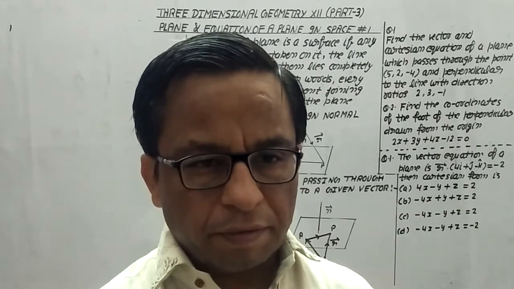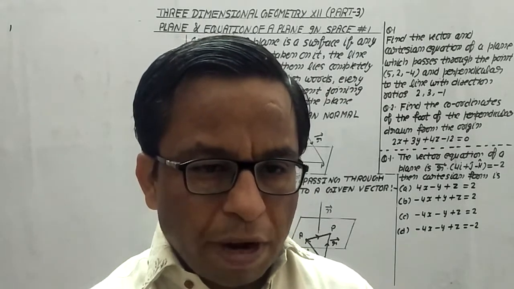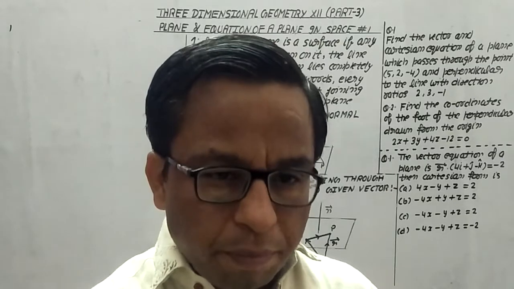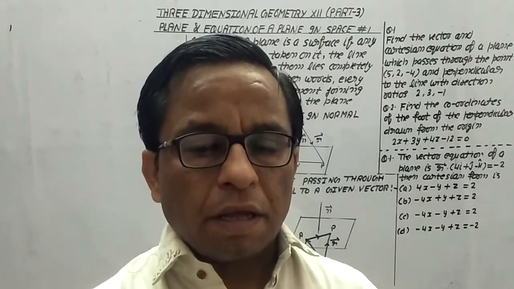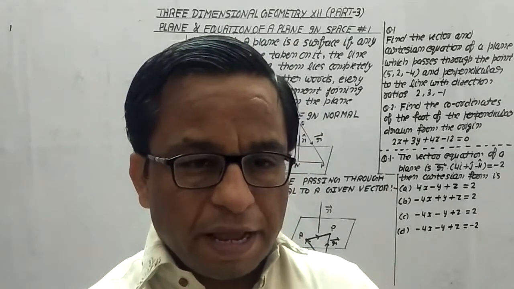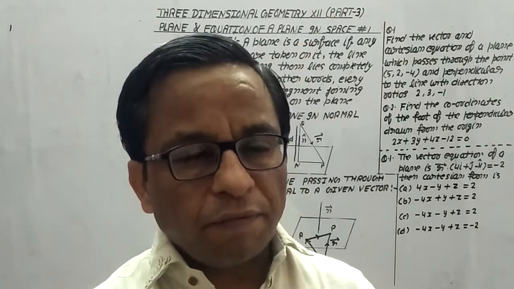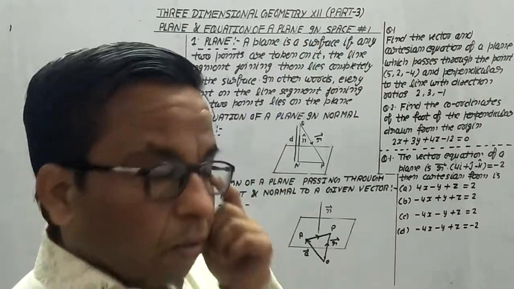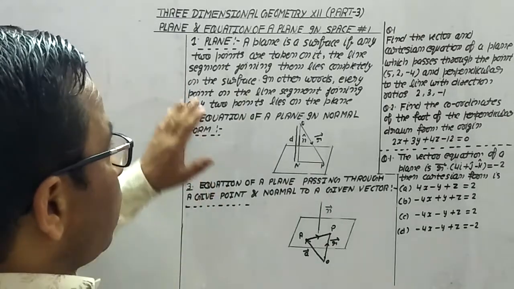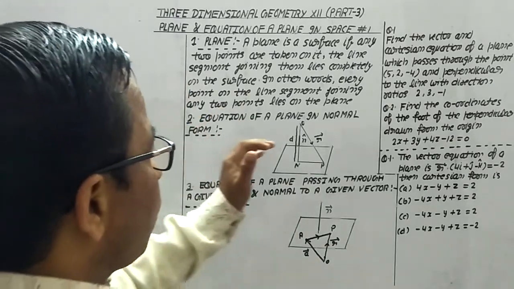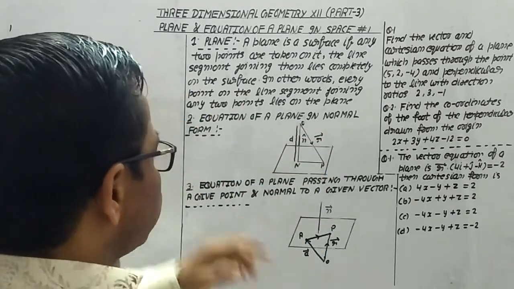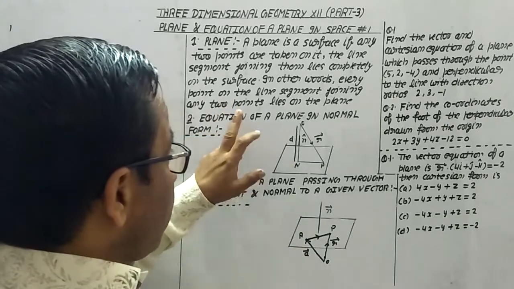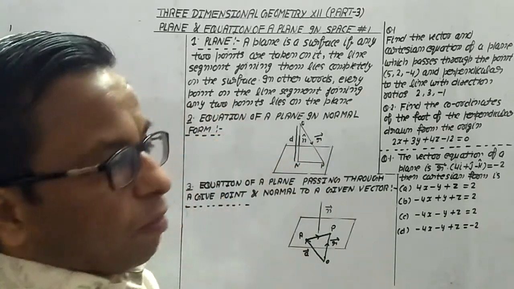If we have a surface and we take 2 points on it and draw a line segment, if this line segment is lying on that surface, then we will say that the given surface is a plane. Now, let's start with the different forms of the equation of a plane in space. First, the equation of a plane in normal form.